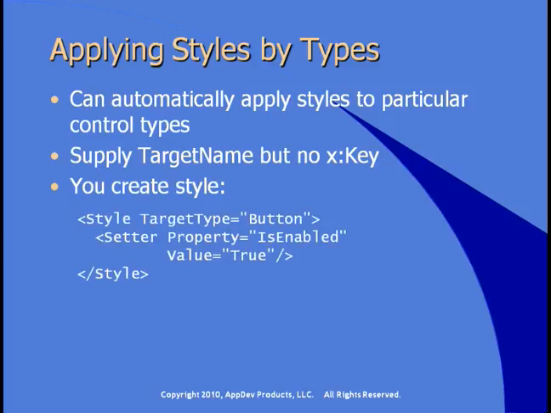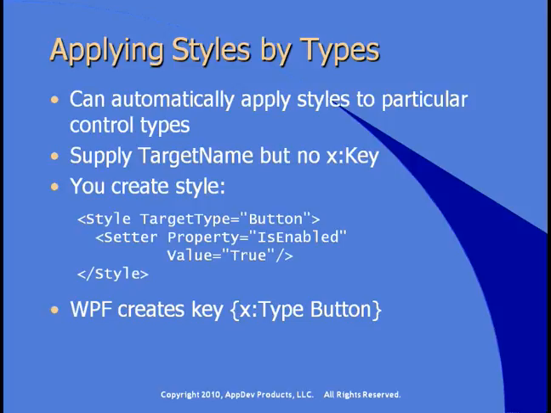It has a target type specified. It applies to any button. And you have a setter, or multiple setters, for the various properties you want to set. WPF creates the key, curly braces, x:Type Button. Because every resource has to have a key, WPF creates this one under the covers.